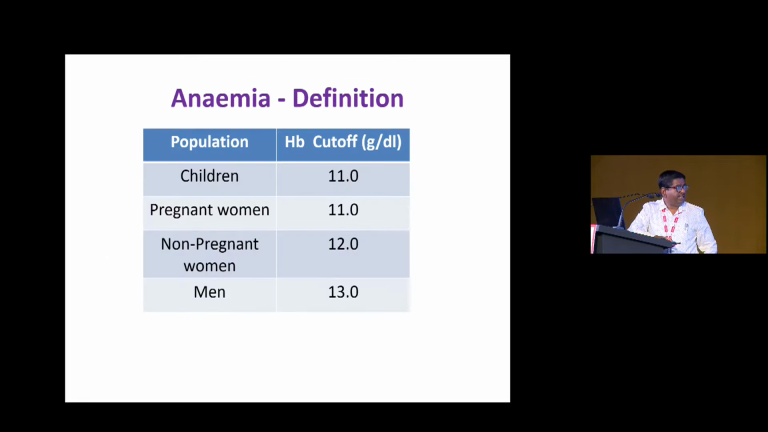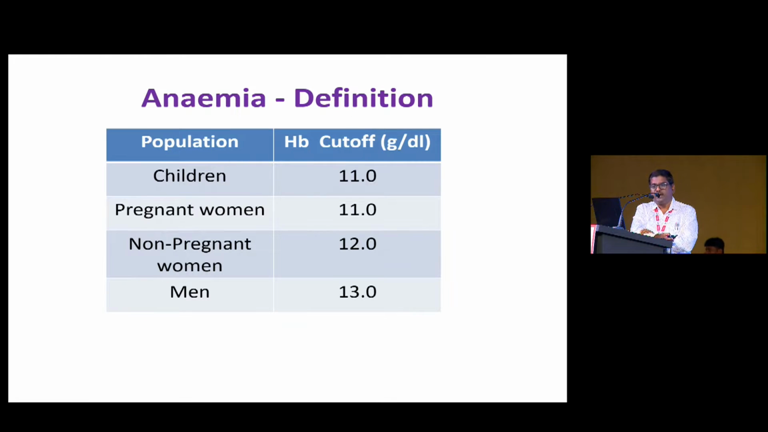It can be defined based upon the hemoglobin value, depending upon the age, between 11 and 13 grams. We are seeing here the hemoglobin cutoff values for the different ages, which range from 11 to 13 grams as a reference range.